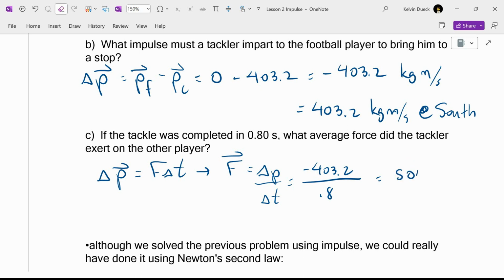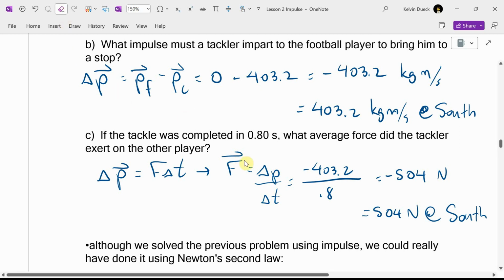Units, it's a force. Did you get 504 or did you get negative 504? So, Ben, what direction must this force be applied if it's negative? Okay. Matt, how long did it take us to bring this person to a stop? How many seconds? They told me. 0.8.